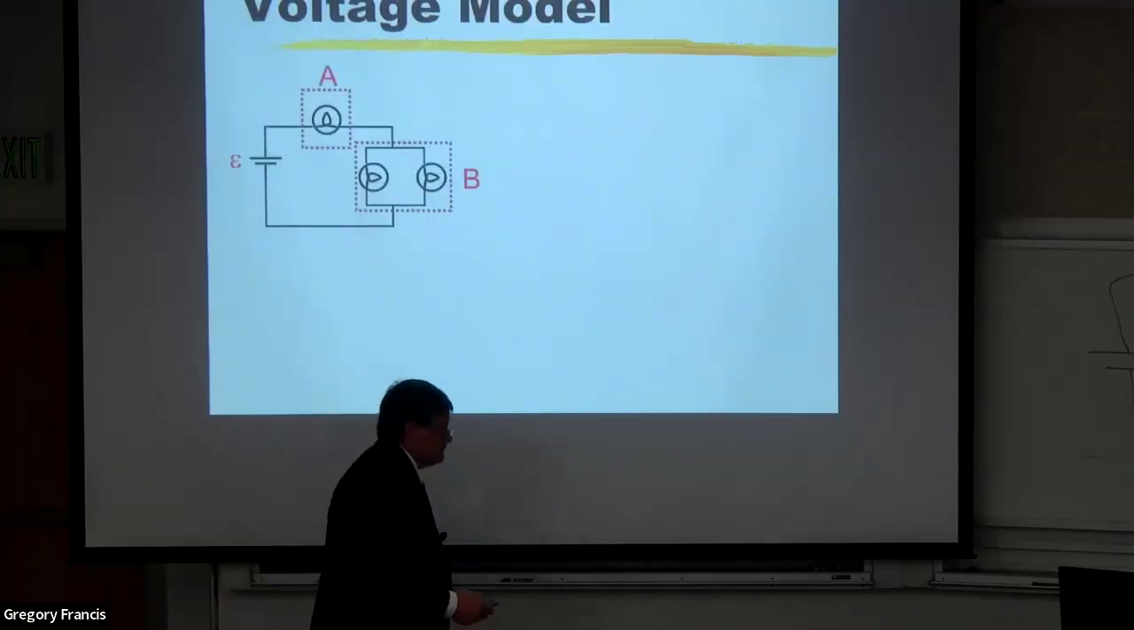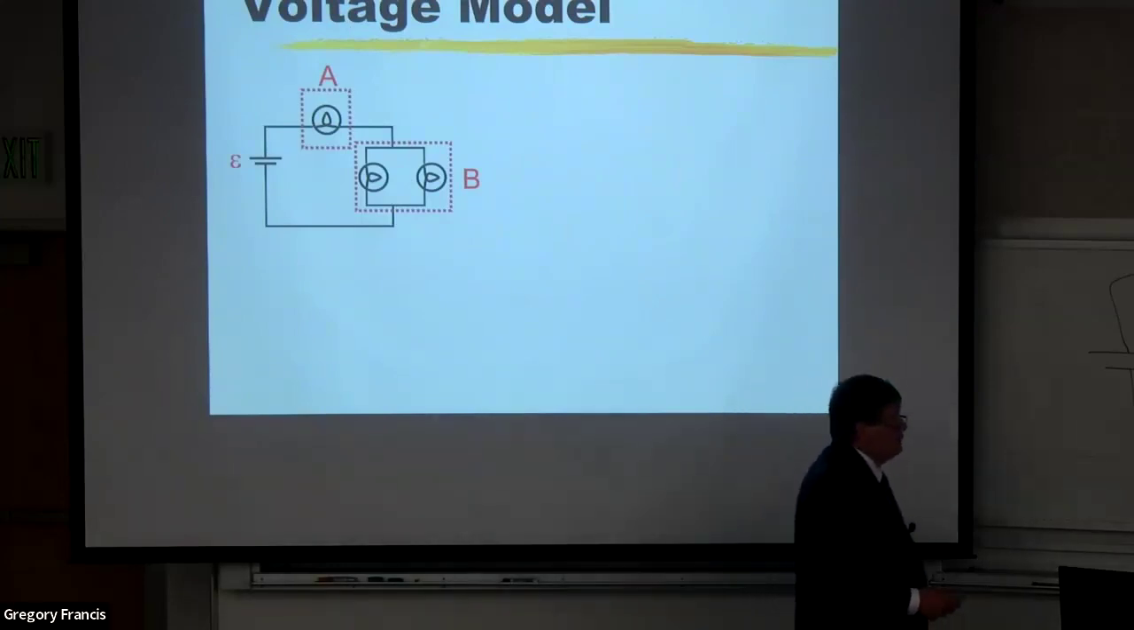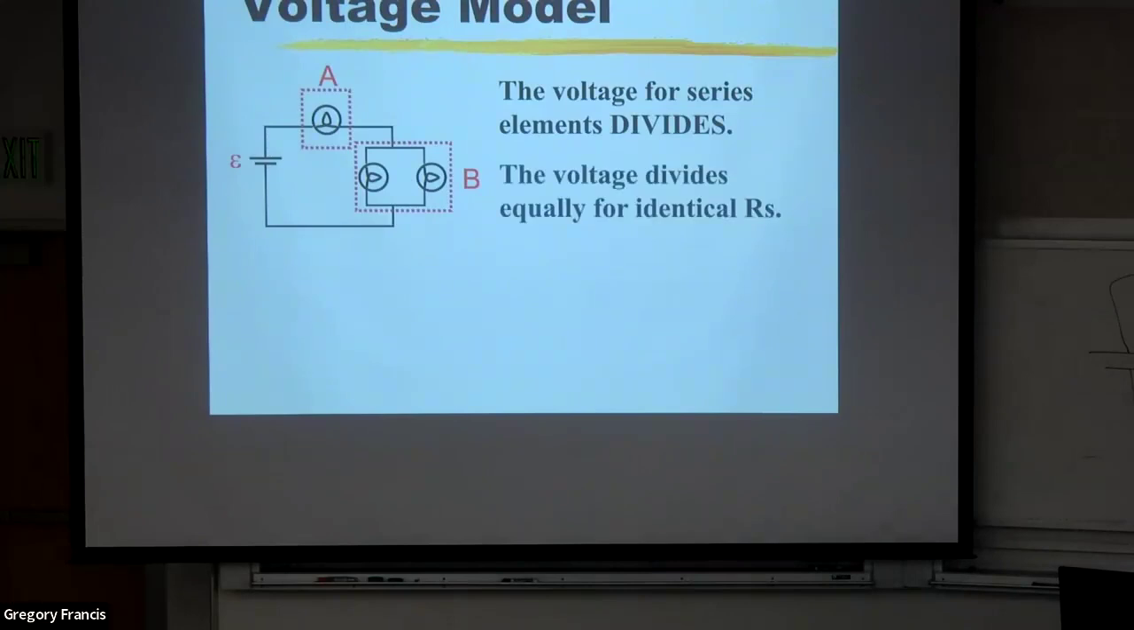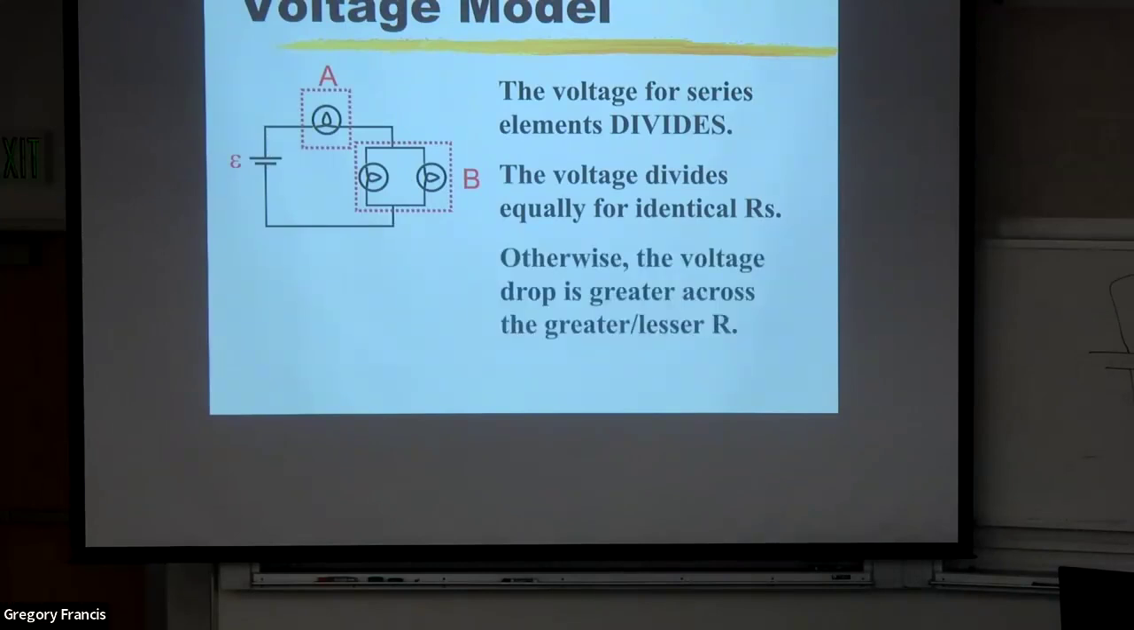Here's a summary. When using the voltage model, we put things in boxes that are in series with each other. And the voltage for series elements divides. If the voltage divides equally, that means that the resistances in the boxes are the same. But if they're not the same, the voltage drop is greater across, is it the greater or the lesser R? The greater R. Okay.